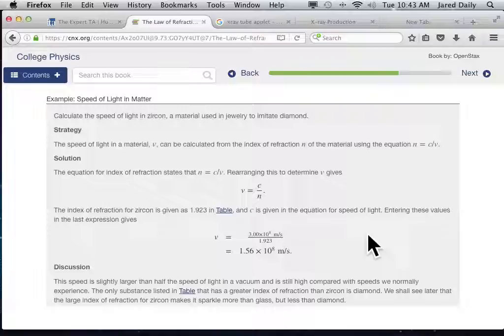But let's calculate the speed of light in zircon. The index of refraction of zircon is 1.923. That's this bottom number, and we're putting the speed of light in the top because we solved this for the speed of light in zircon. It turns out to be 1.56 times 10 to the 8, and the speed of light in vacuum is 2.99 times 10 to the 8. So it's a little bit more than half the speed of light in vacuum.